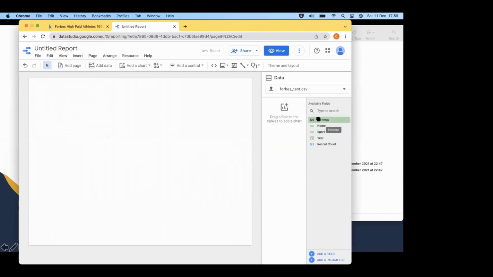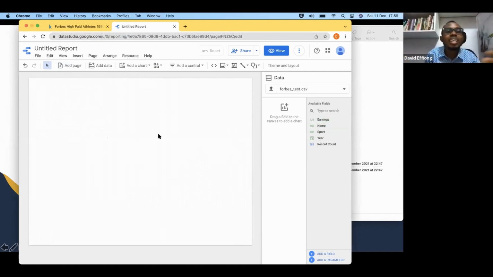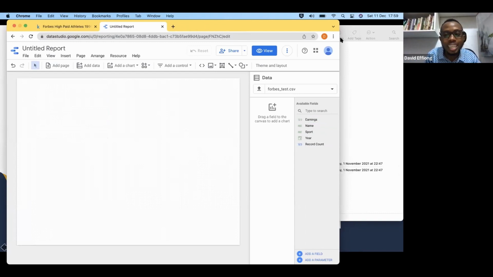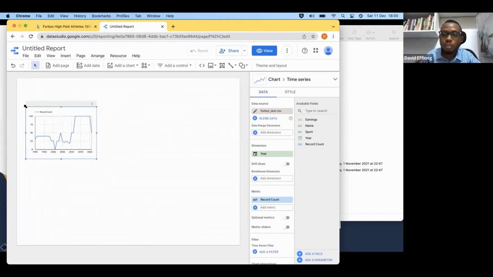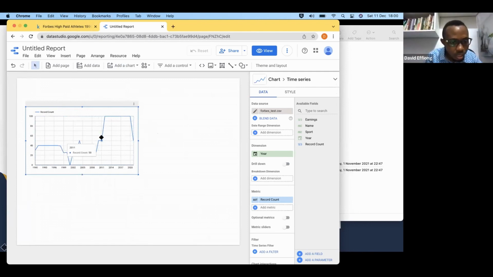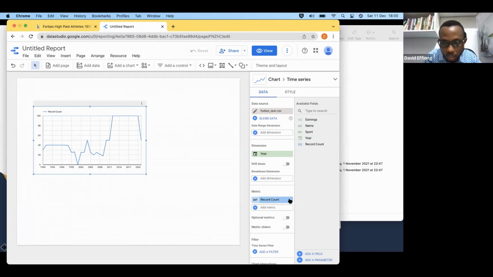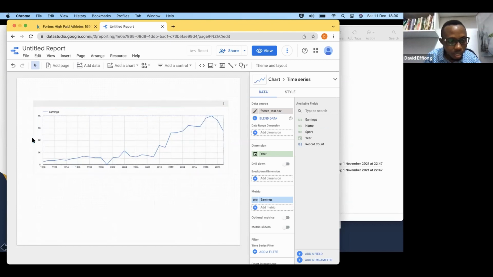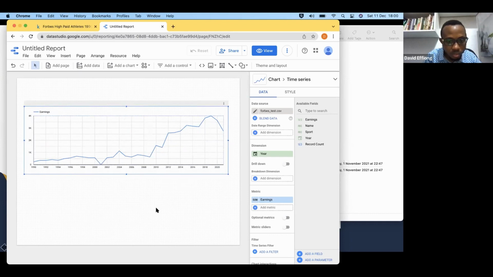Let's say we want to plot a line chart that shows the earnings from 1990 to date, how the earnings have been from 1990 to date. So I'm going to insert a line chart, a time series chart. A time series chart shows the trend of events over time, right? I want earnings as my metric, and the dimension is here. So we can just expand this, and we can see the trend.